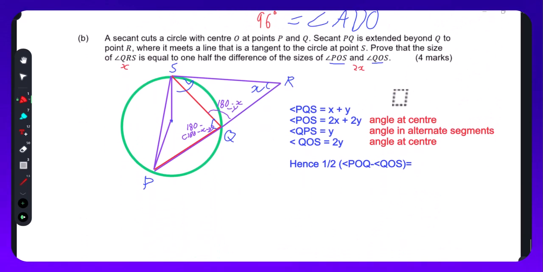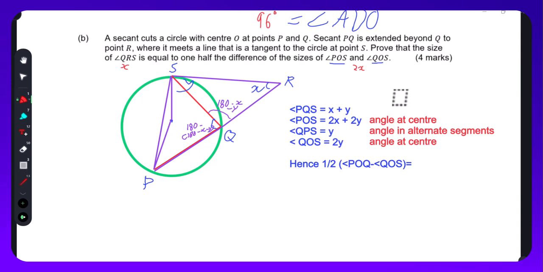For this next one, a little bit more complicated. So prove that the size of angle QRS, which we're going to denote as X, is equal to 1/2 the difference of the sizes of POS and QOS, which we're dubbing 2X. So, like I said, we said QRS is X, and we're saying QSR is Y. Okay, so now let's see all the different things that we can come up with.